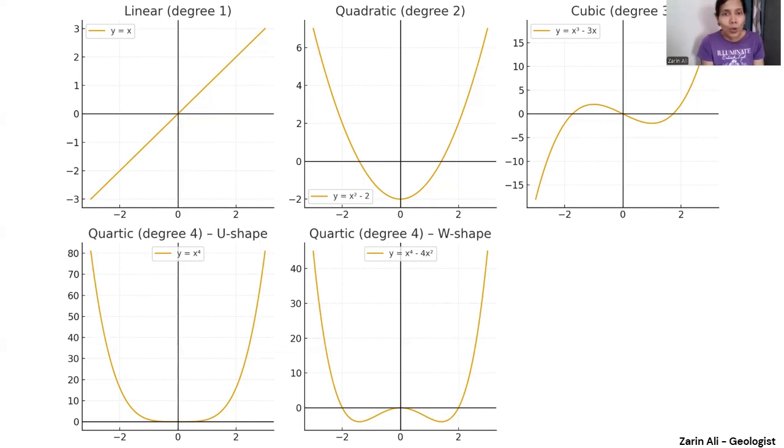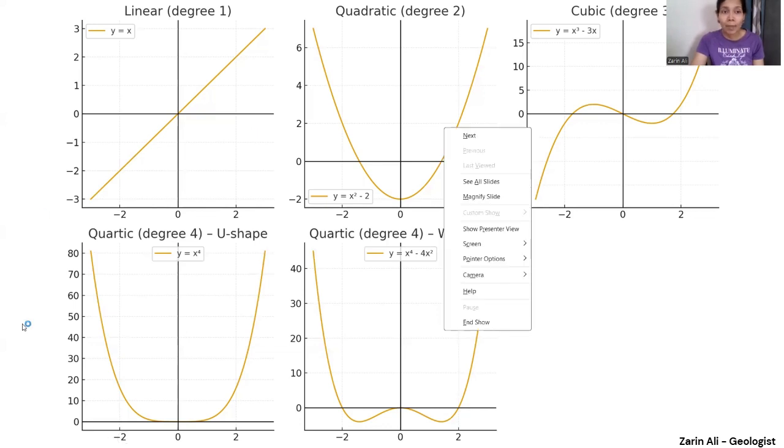For now, we are going to look at this quartic. It's quartic, Q-U-A-R-T-I-C. It's a degree 4 polynomial. And as you can see, it's a U-shaped type of graph, but it's not perfectly U-shaped. It's different from the one you're seeing here. For the quadratic, it's a sharp parabola, right?